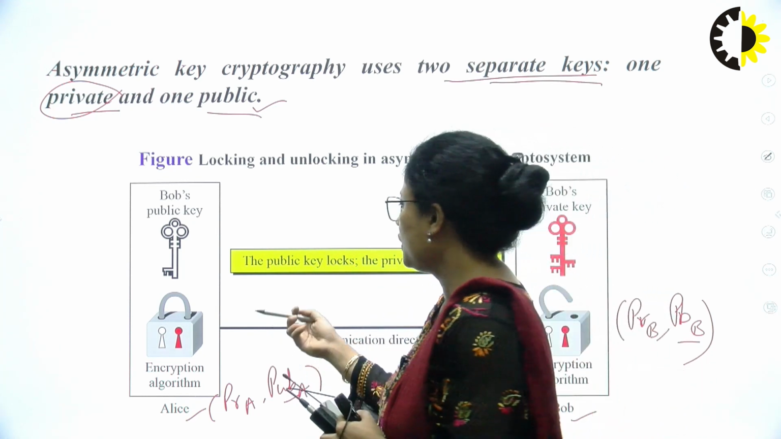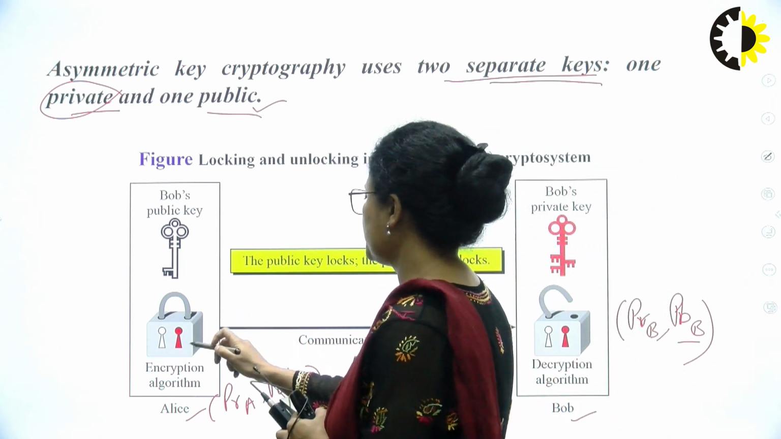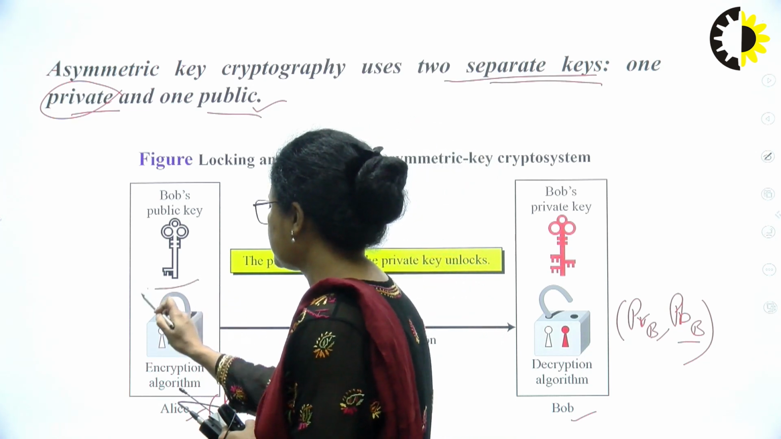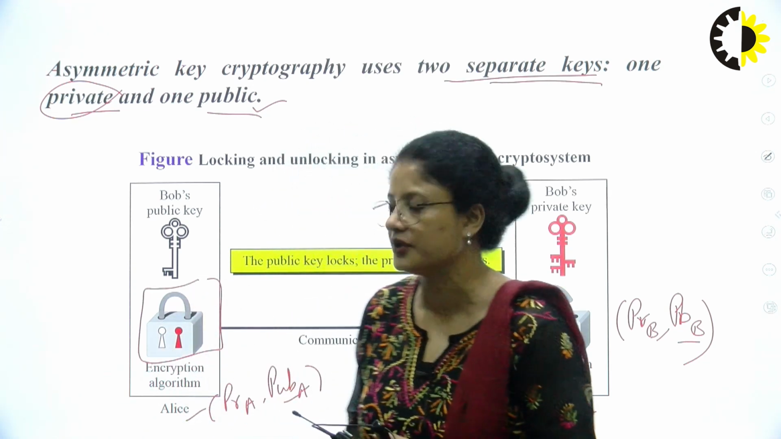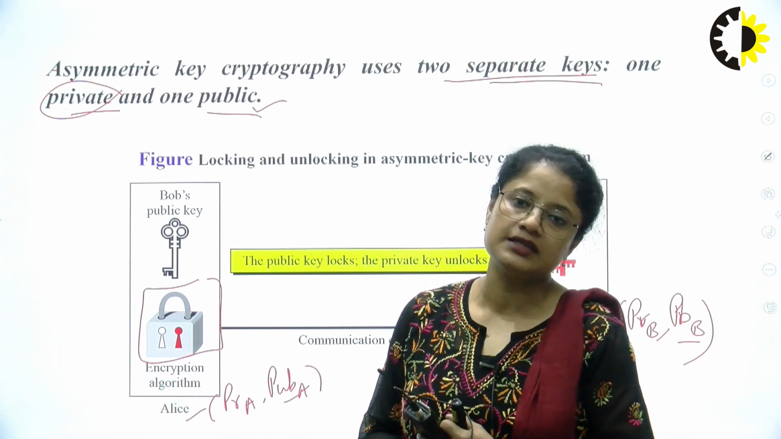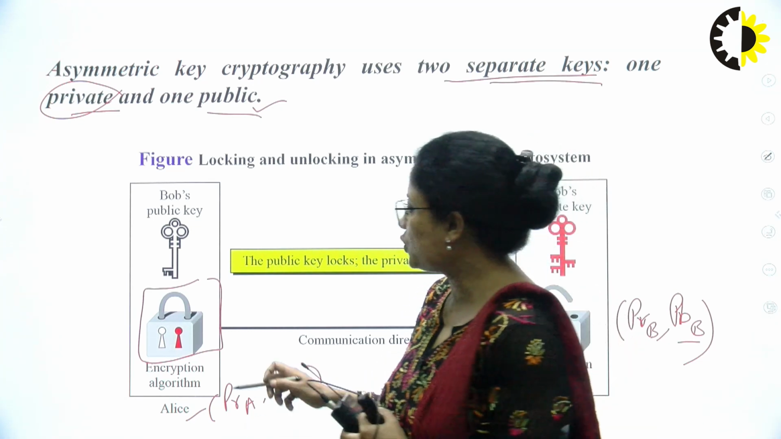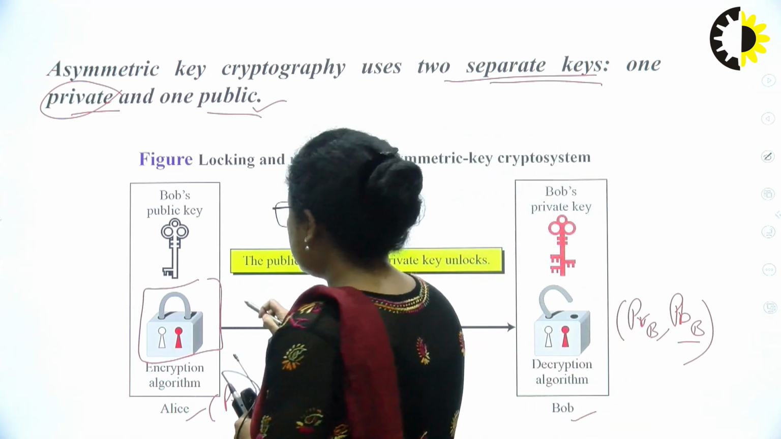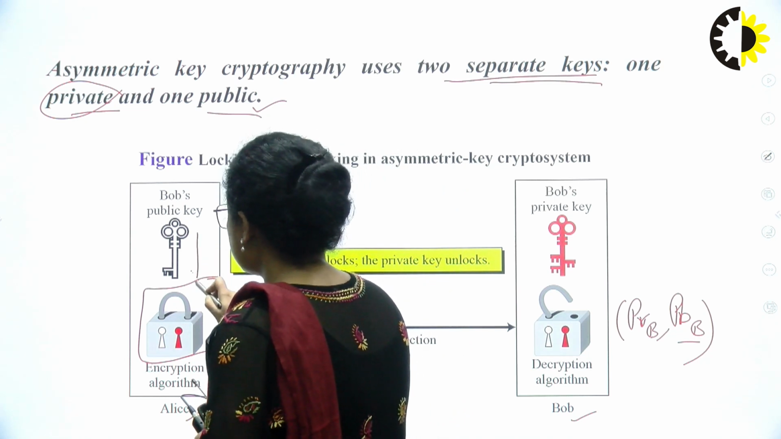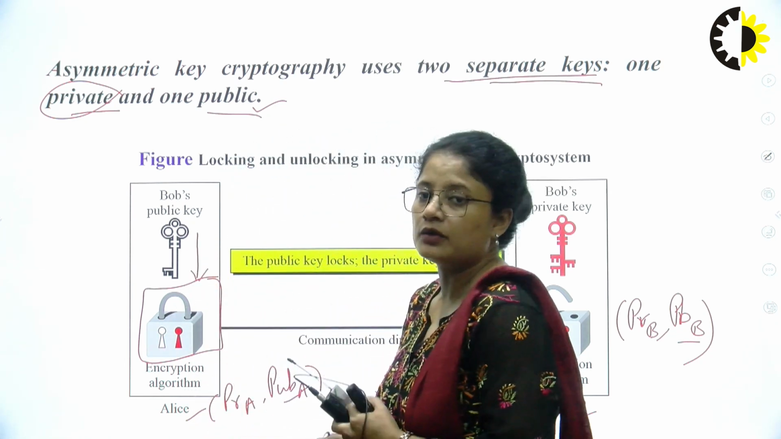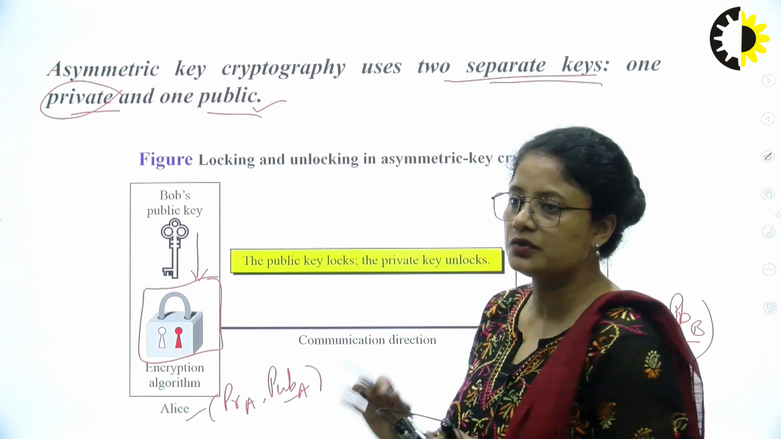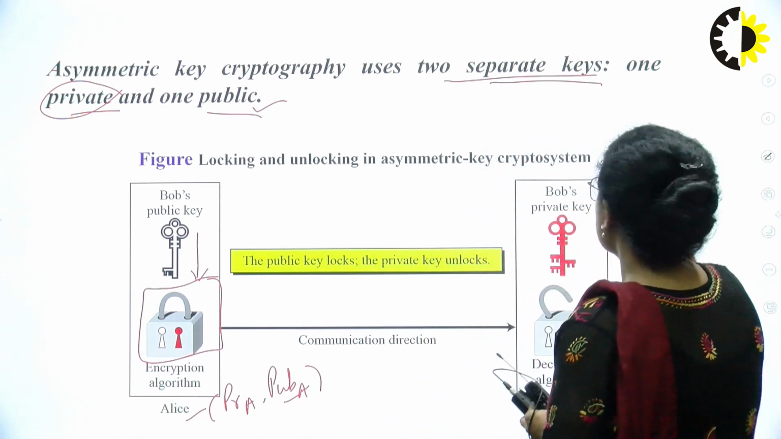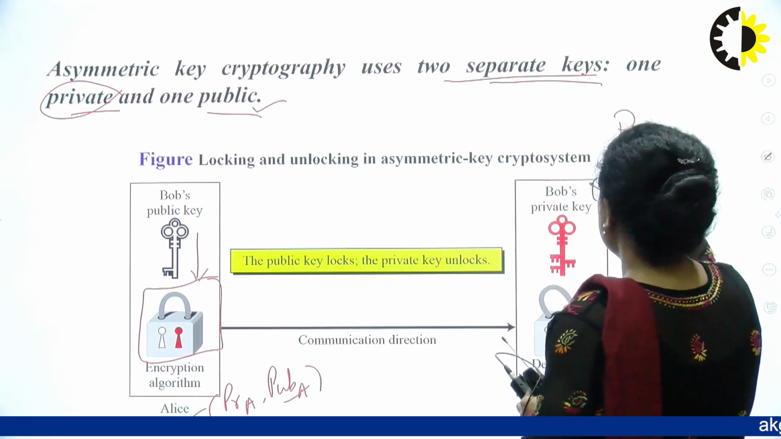What we do is that when you want to encrypt a message, for example, we want to run an encryption algorithm, that is, we have a message which Alice wants to send to Bob. So what Alice does is that Alice encrypts the message using Bob's public key.